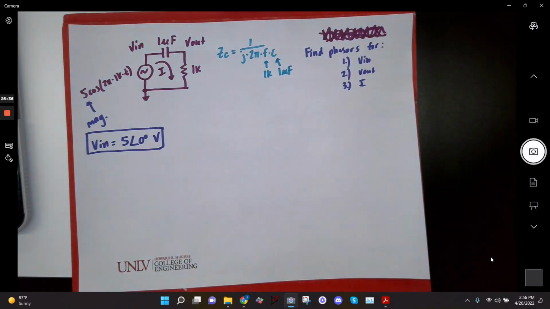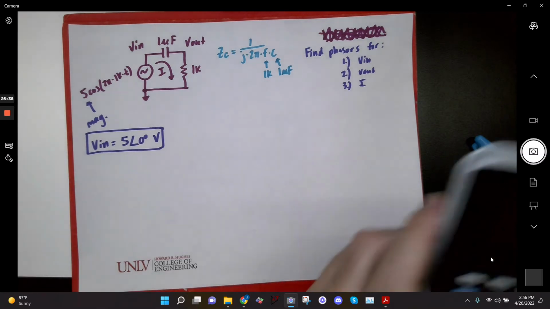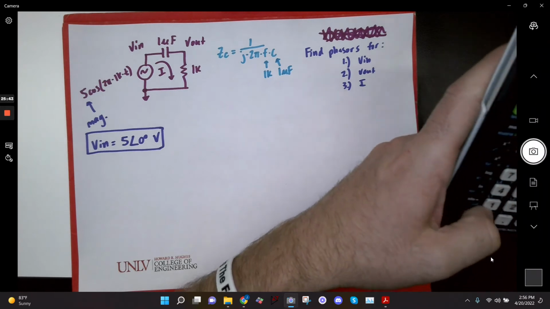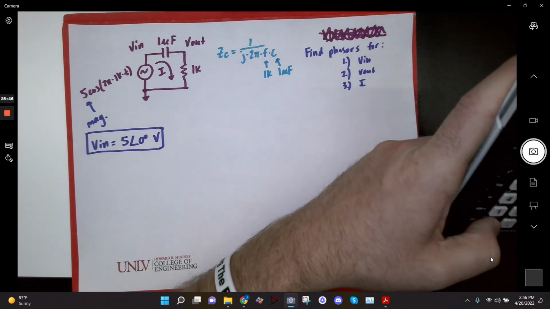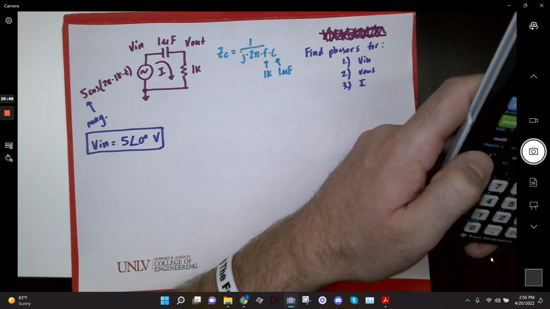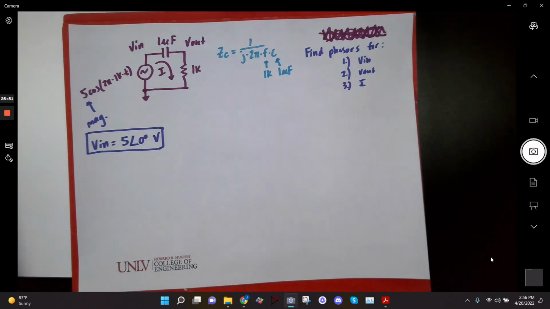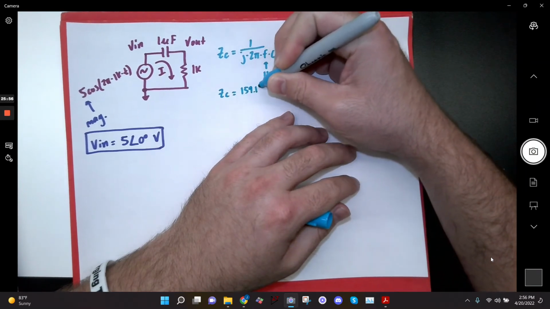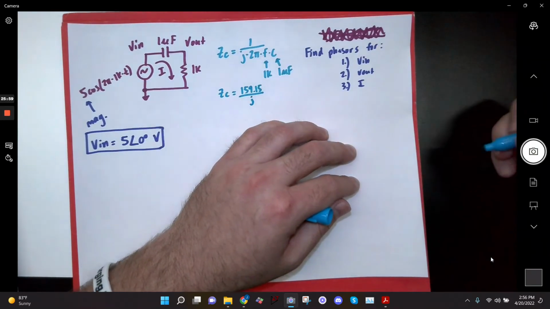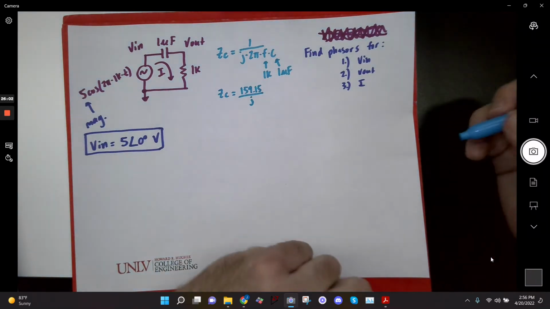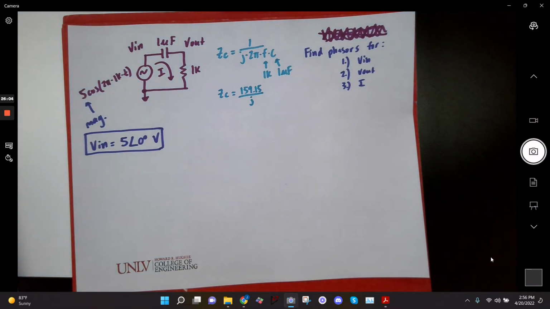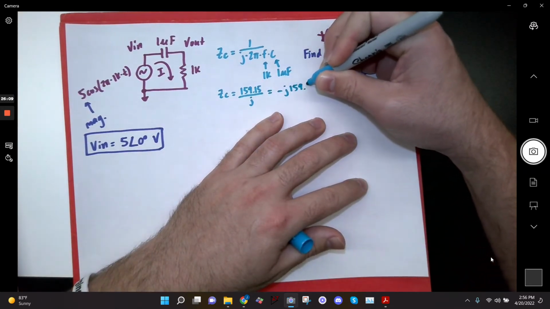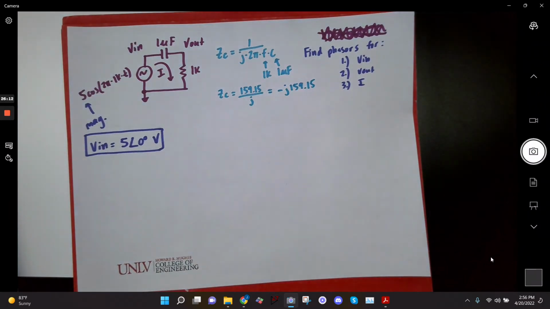Okay, so I'm going to plug these in. You don't have to plug in J because it's not going to really make a difference, but let me just plug in 2 pi times 1,000 times 10 to the minus 6. Flip that. I get 159.15. I think that's what I got last time too. Okay. Now, I talked about this last time too. 1 over J is equal to minus J. So I'm going to rewrite this as minus J 159.15 to get rid of fractions.